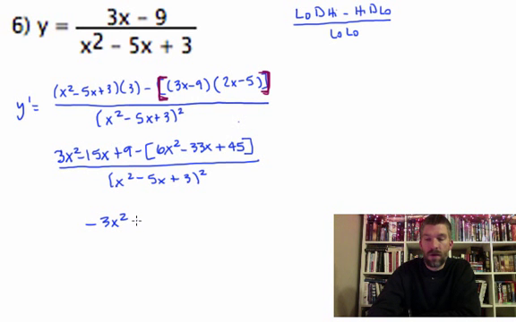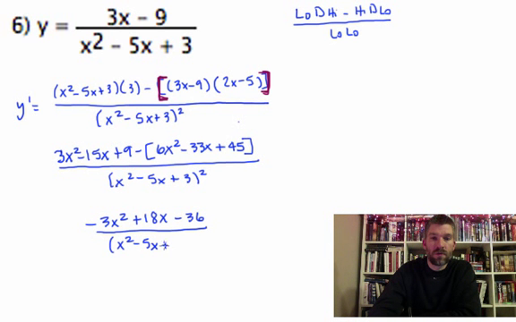Negative 15x goes with negative 33. It's going to give us negative, actually positive 33. So that's going to give us 18x. And then plus 9 minus 45, negative 36. And you can factor 3 out of all of that if you want to. There's no need to. And then on the bottom, x squared minus 5x plus 3 squared. That's what y prime is. So there you go. That's your derivative right there.